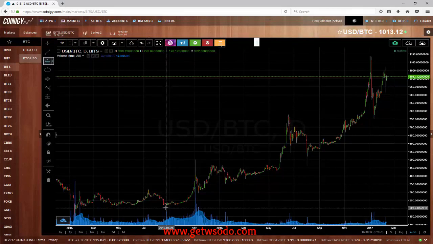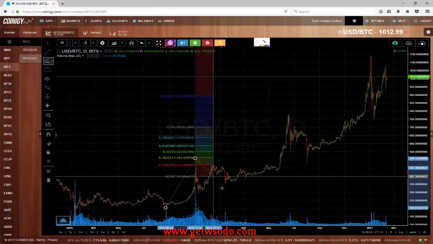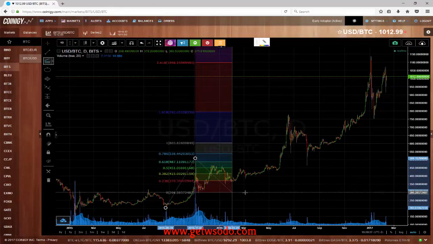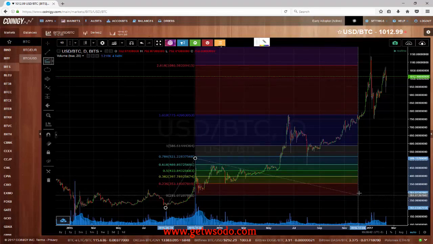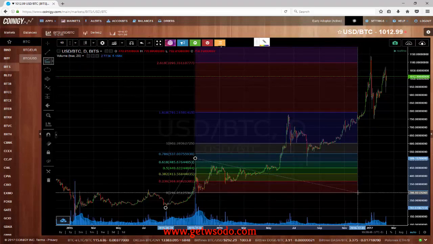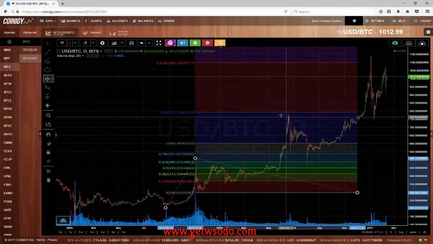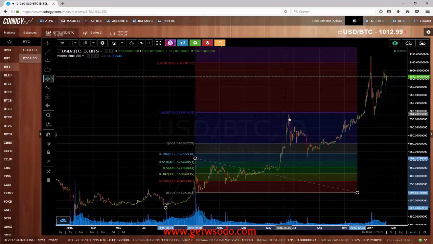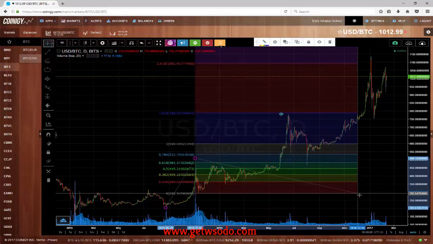So what you do is you anchor it to the bottom of where the base was. You bring it up to the top, and then minus the retracement. So minus the first major retracement. And you'll notice something interesting here is that the next major level up is exactly around the 1.618 area.